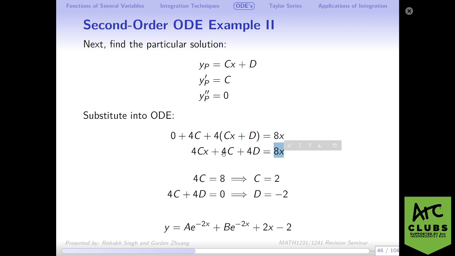And now we also have a constant term in the ODE after subbing in, and we don't have a constant on the right, so this constant should be 0. So that's how we get these two. When we find c is 2, d is minus 2, and so this is our full solution with our homogeneous solution and our particular solution.